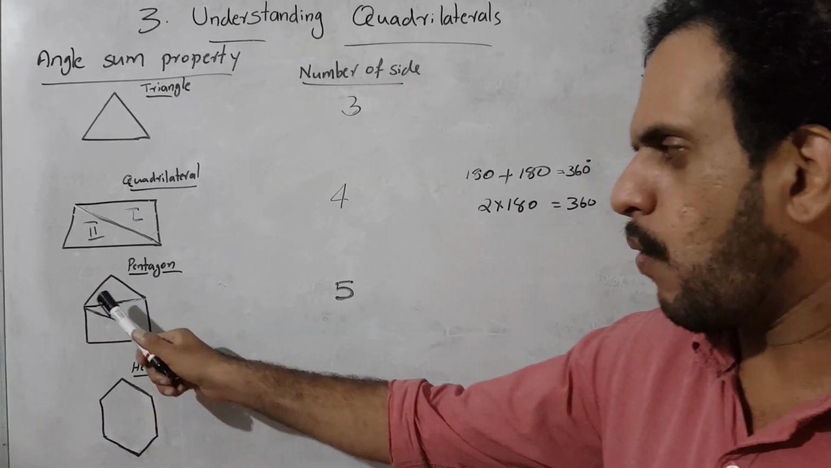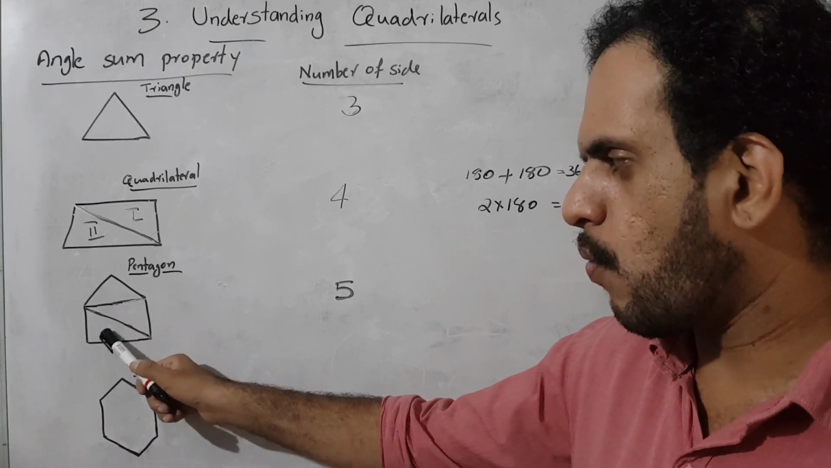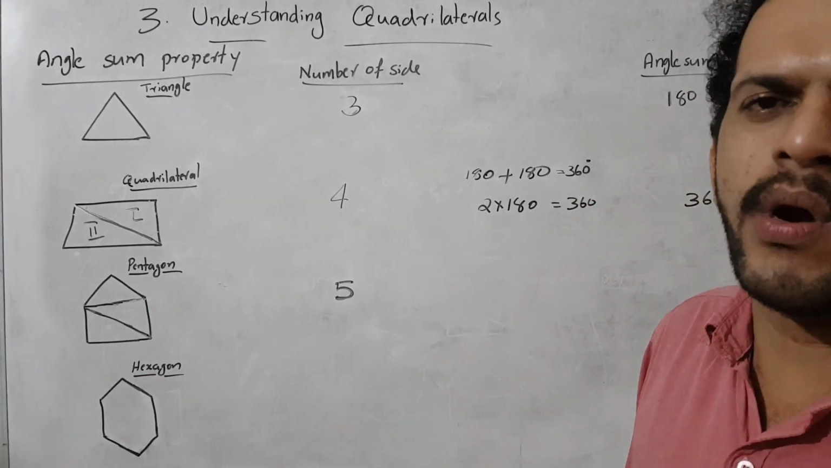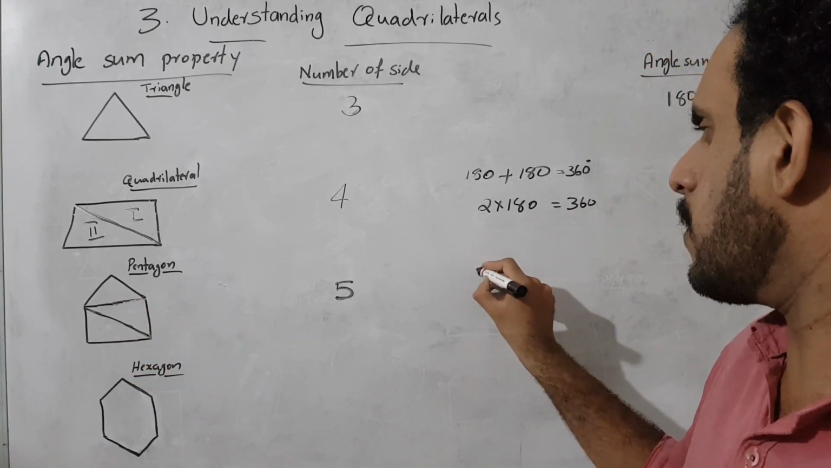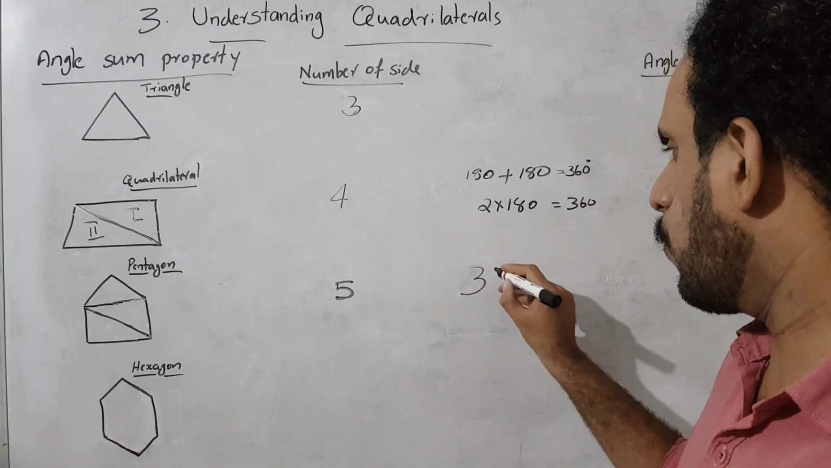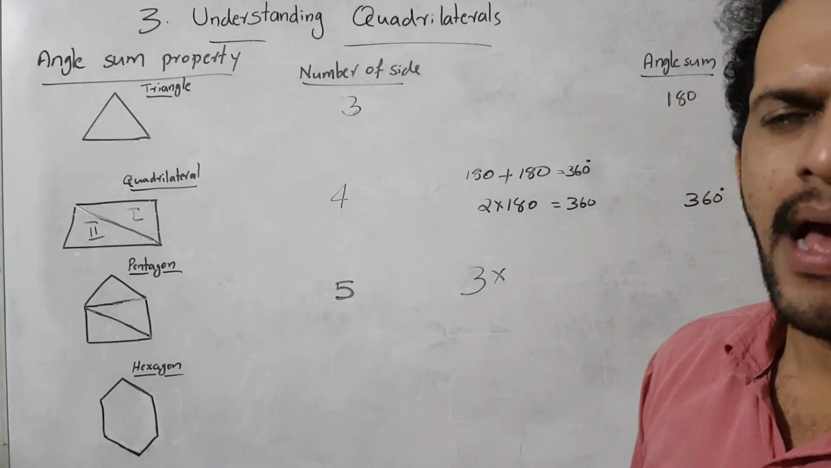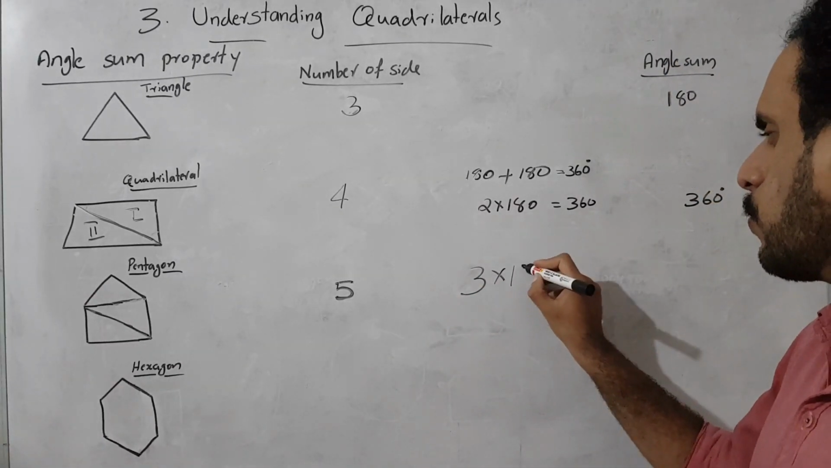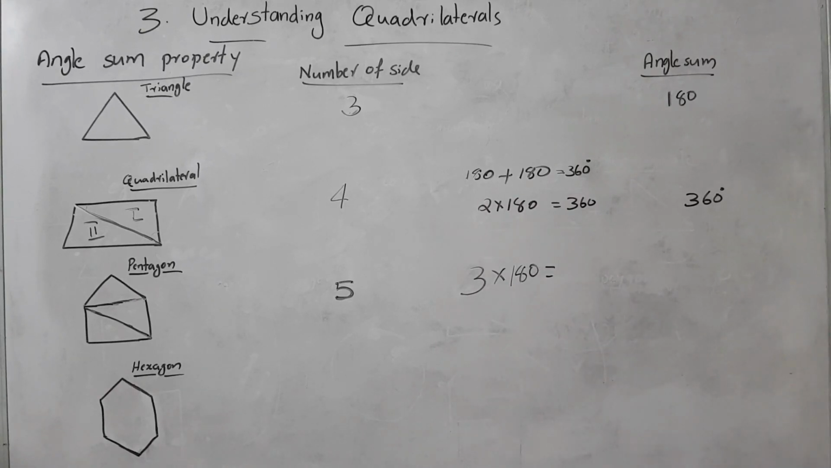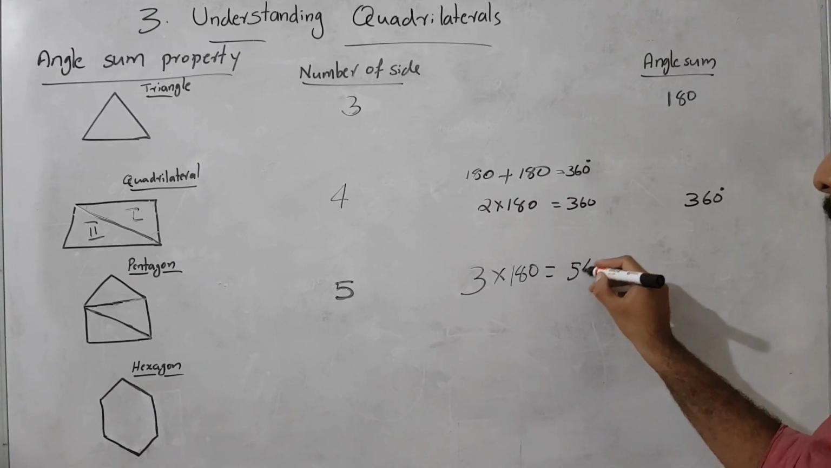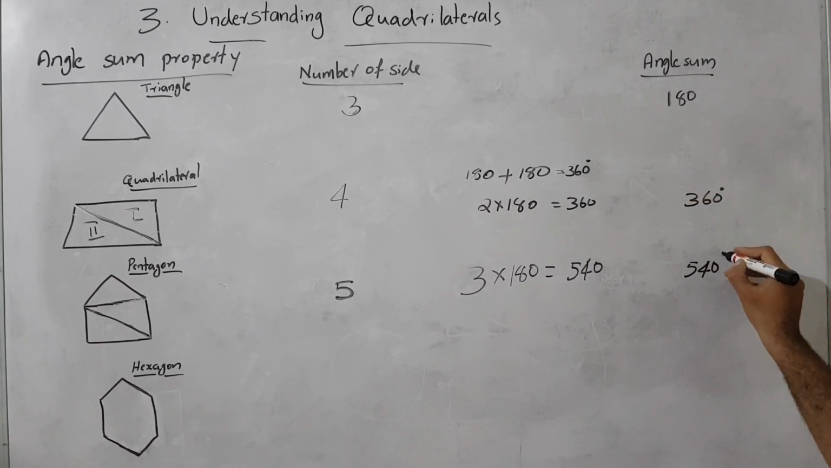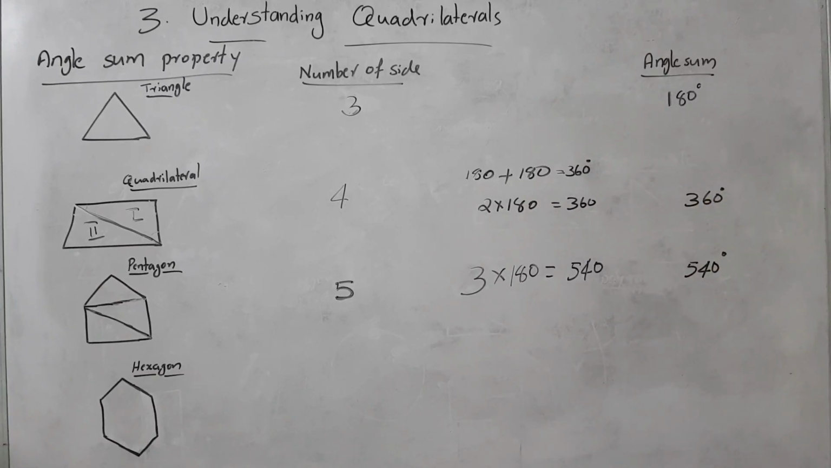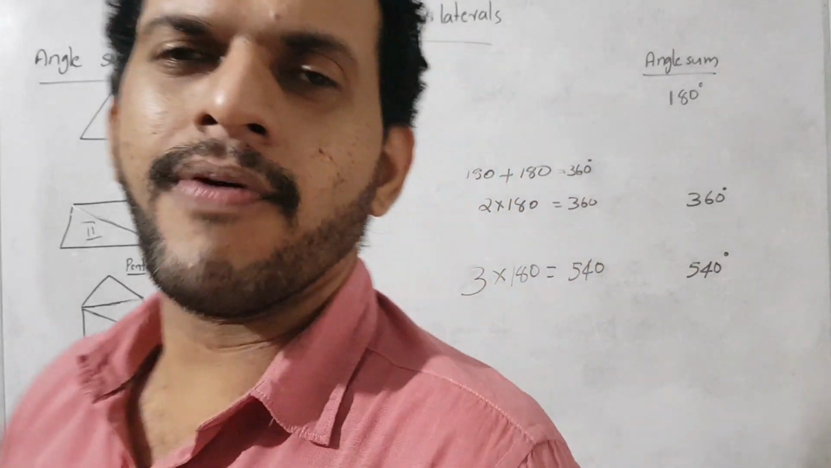That means 180 plus 180 plus 180. Then how do we find that one? How many triangles do we have here? We have 3 triangles. Then 3 into, what is the angle sum of one triangle? The angle sum of one triangle is equal to 180. Into 180 is equal to 540. The angle sum of a pentagon is equal to 540 degrees. Correct?